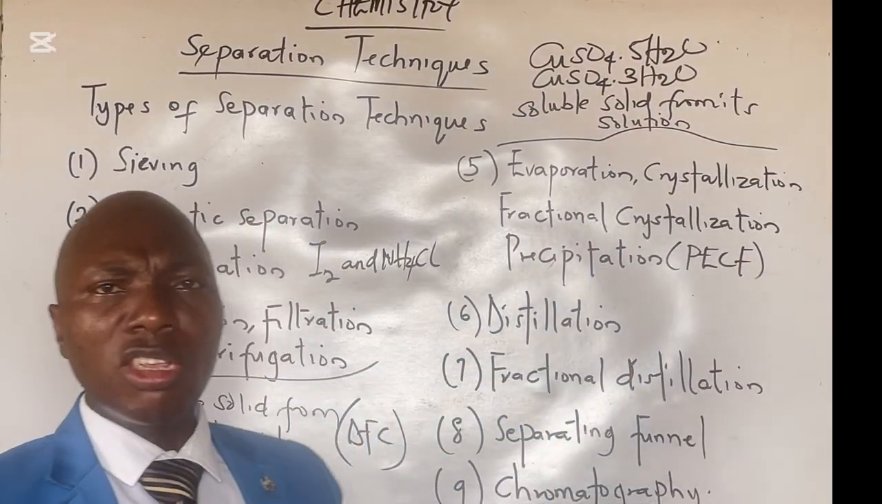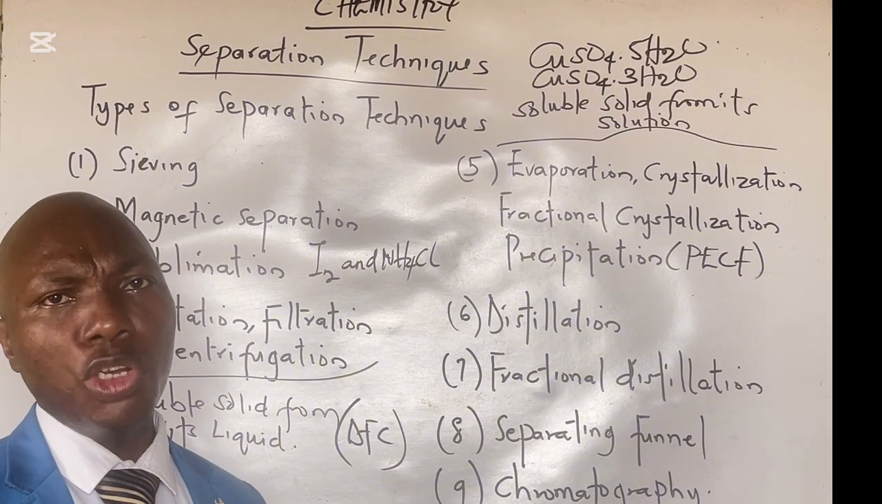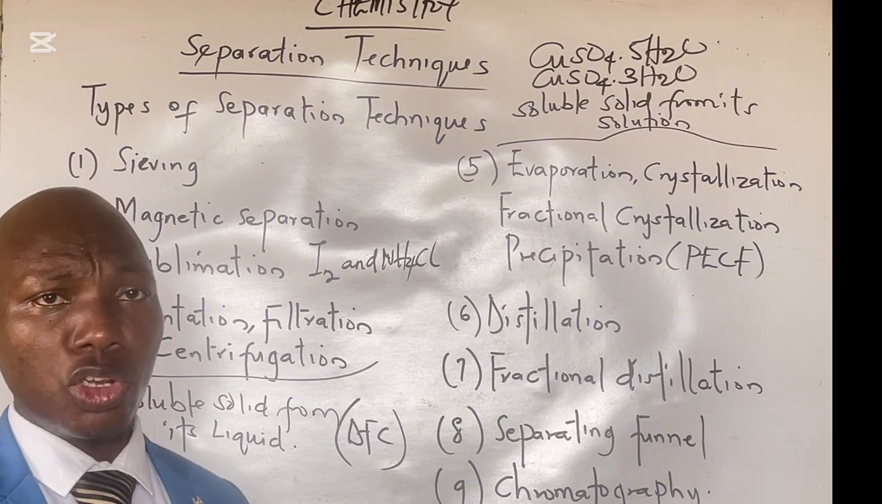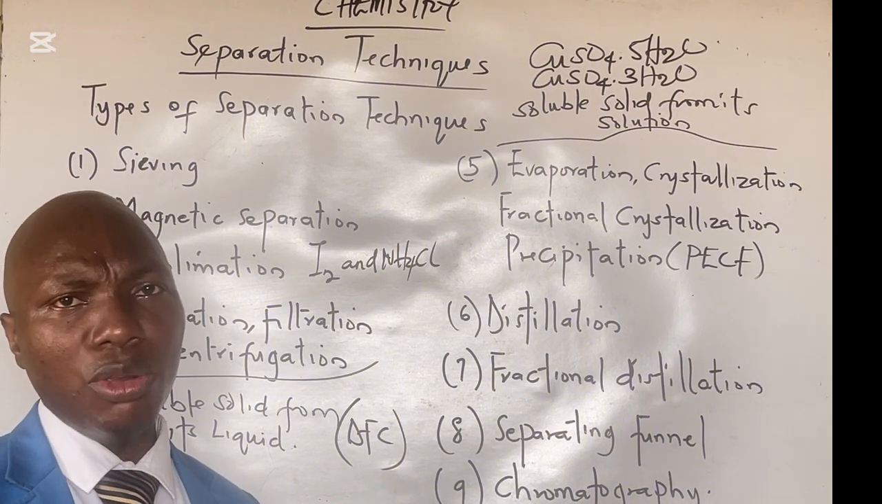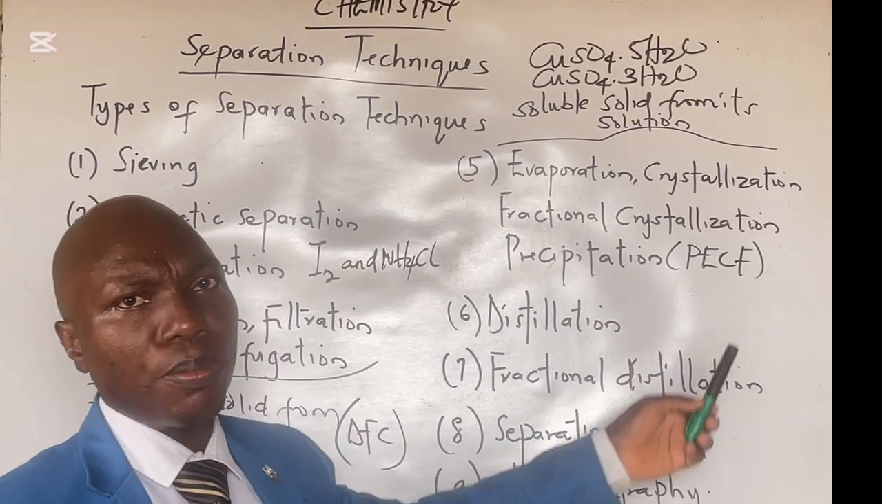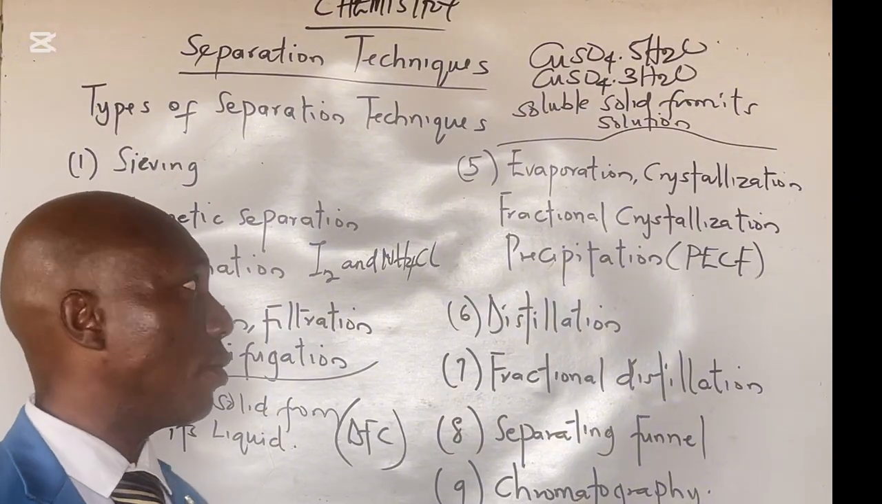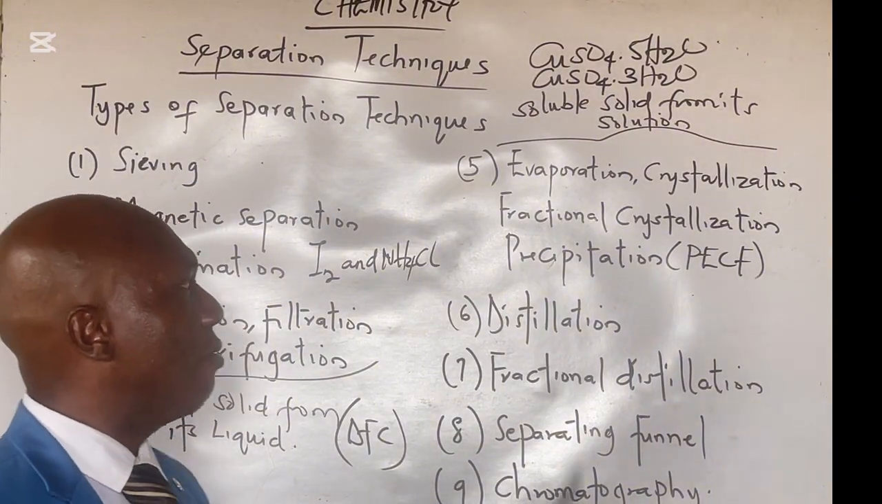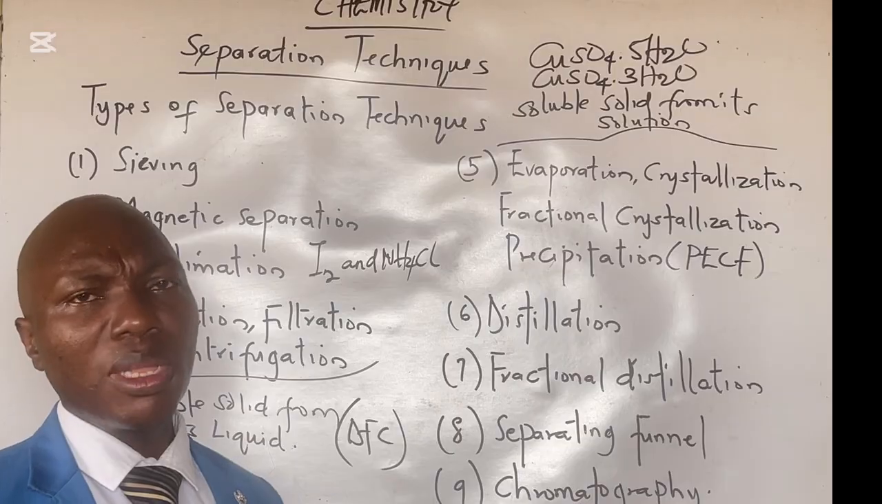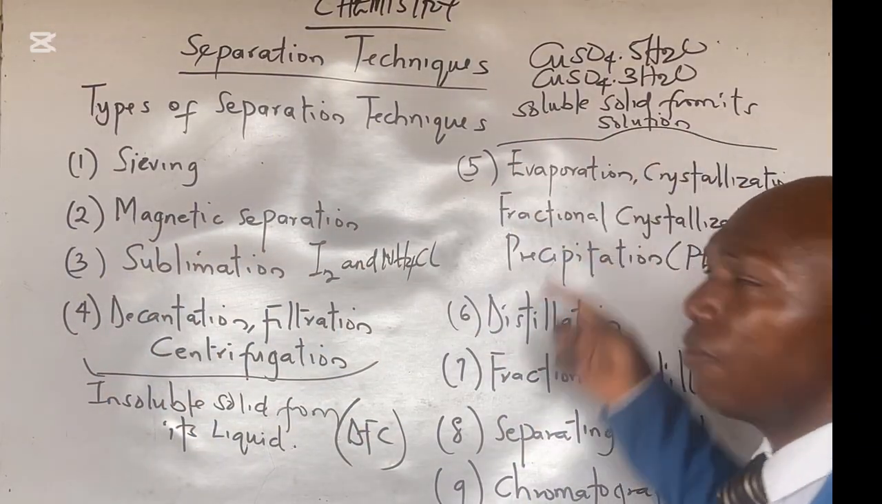Crystallization. Industries that use crystallization are the drug and sugar making industries. The drug and sugar making industries make use of crystallization. Salts which can decompose easily on heating in their solution. Another one is fractional crystallization. Fractional crystallization is also used to separate soluble solid from its solution.